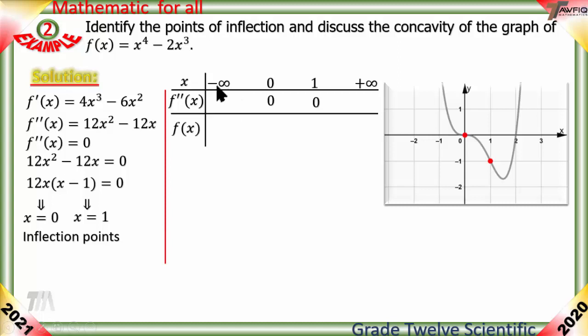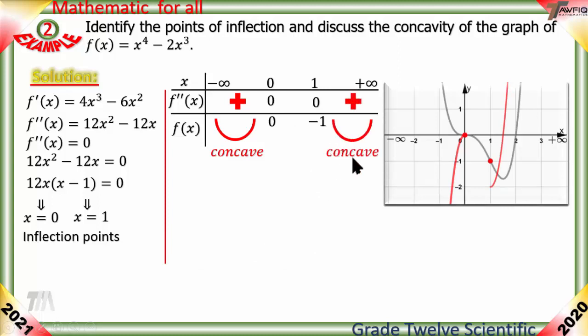And now take a number from minus infinity to 0, let it be minus 1, and replace it in the second derivative. If we take minus 1, f double prime is 12 times minus 1 squared minus 12 times minus 1, which is positive. That means this interval is concave. And take a number between 0 and 1, like one half: it becomes 6, and minus half times 6 is minus 3. That means it is negative.